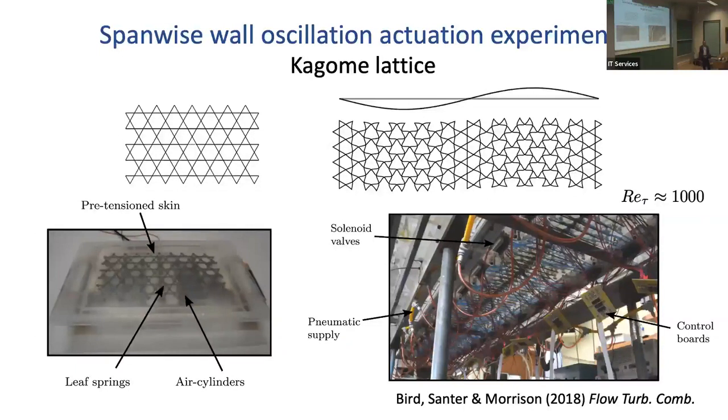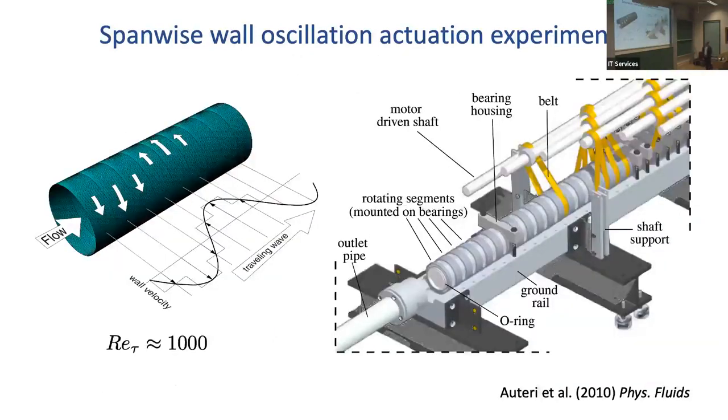I'll mention 2 very notable experiments, the work by Jonathan Morrison, where they use a Kagome lattice. So this is a very clever way of getting very large amplitude movements for small perturbations. And they were actually able to demonstrate this. You can see the setup is very complex, but they were able to achieve a modest drag reduction using this scheme. And there's been more direct approaches, moving the wall physically with concentric rings here, essentially by Gouder et al. And they were also able to demonstrate drag reduction.